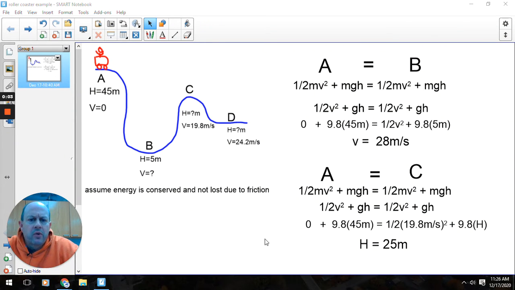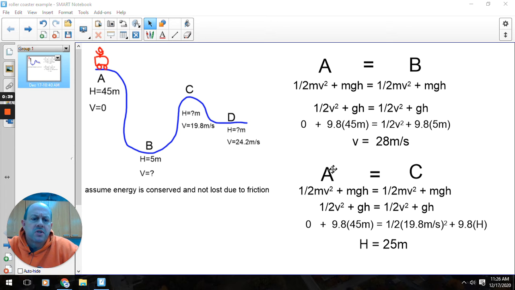We're going to work a quick roller coaster problem, and so this is a conservation of energy. If we have our roller coaster set up as such, and we know the position of point A, 45 meters, but our velocity is 0 because we haven't started. Then we go down to B where our height is 5 meters off the ground. We want to know what is the velocity. And if we work our way back up to C, we want to know what is the height at C, and then we do the same with D.